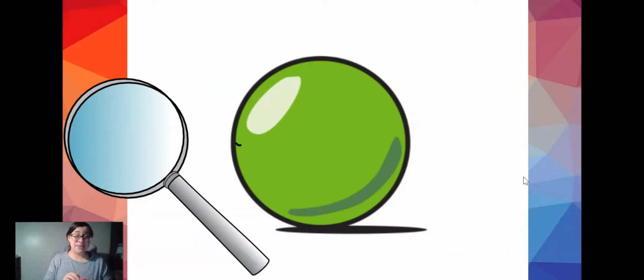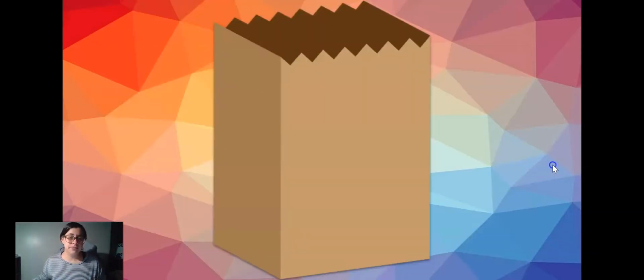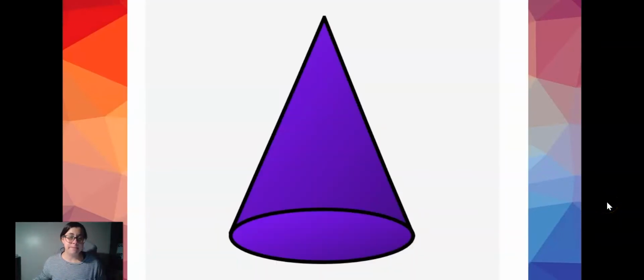A sphere that I found in my room was this ball that we've seen in math before. It's round, it can roll. This is a sphere. What is this shape? Your teacher's going to pause the video and talk about what this shape is, if it has any faces, if it has any edges, and if it has any vertex.